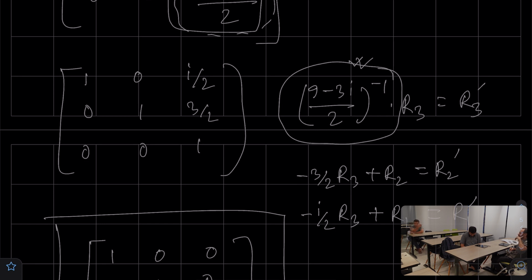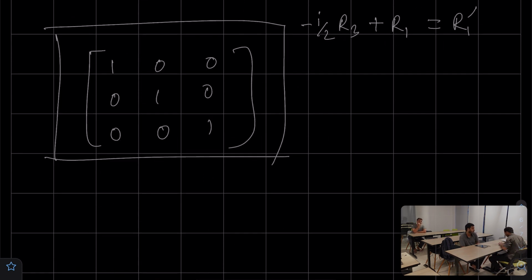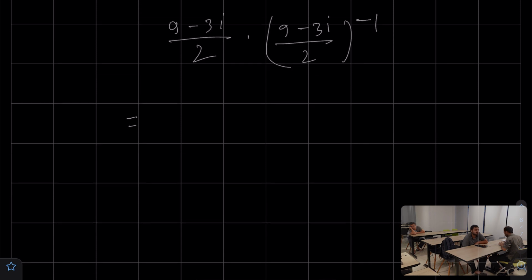Yeah, you can also do that. That is going to be 2 over 9 minus 3i. So I think he wants to see that in the form of a plus bi. Please do that. 9 minus 3i over 2 was the entry in the 3, 3 position of that matrix, right? So now if I multiply it with 9 minus 3i over 2 inverse, this is simply 9 minus 3i over 2 times 2 over 9 minus 3i. Or just simply, okay, let me show.